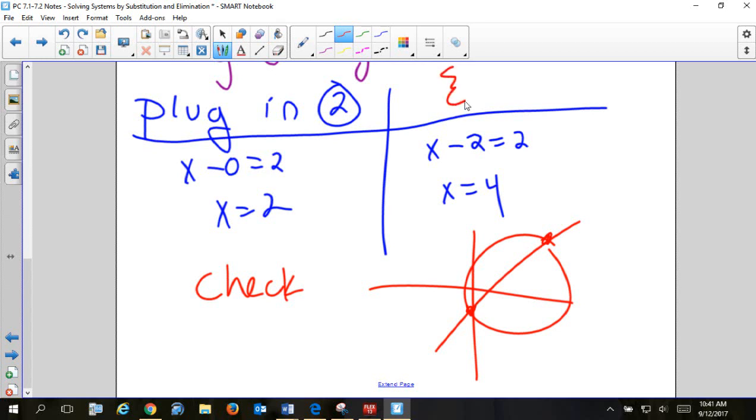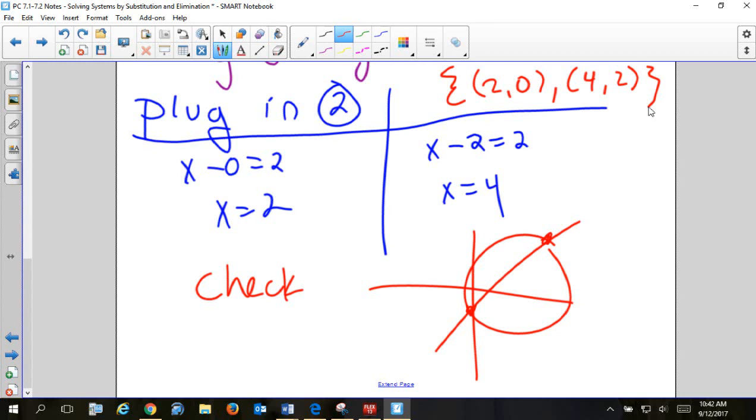What are my solutions? 2, 0, and 4, 2. Okay. So if there's no graph, you are going to have to do that last step of check. If there is a graph, then that's your check. It's just look at the graph.